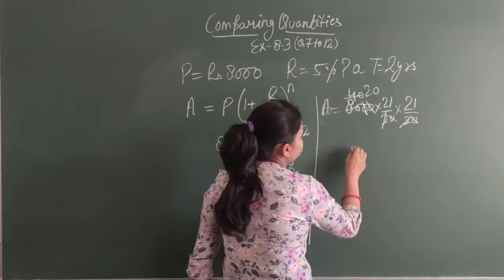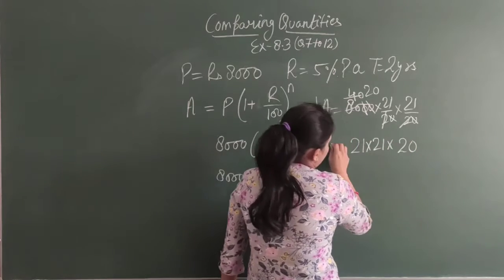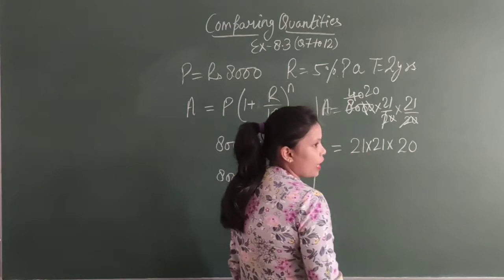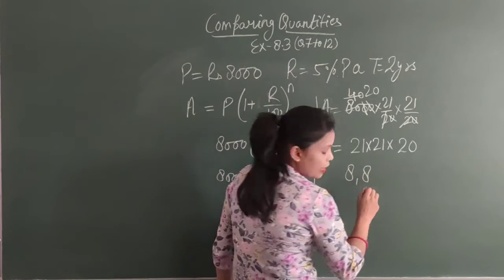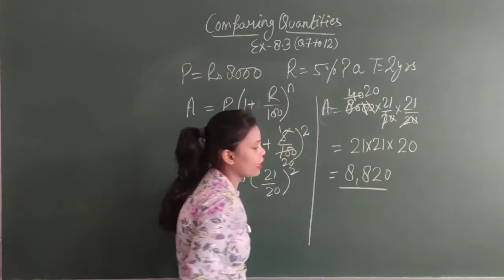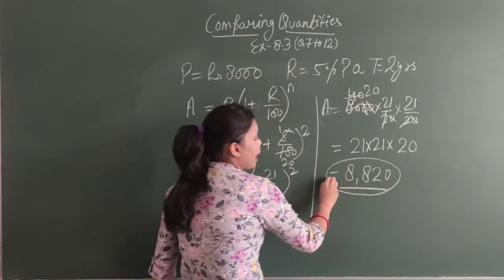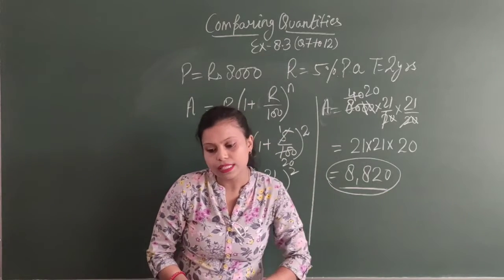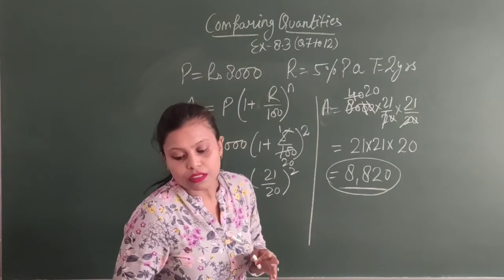So on solving we will get 21 multiply 21 multiply 20, right? So amount will come, 21 square is, so amount will be 8,820 rupees. On solving we will get 8,820 rupees. So after 2 years Maria will get 8,820 rupees. Let's solve the second part of this question, which says the interest of the third year.